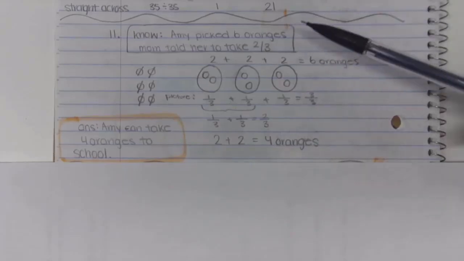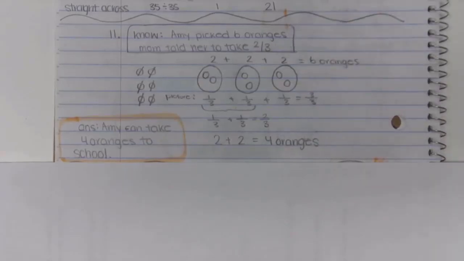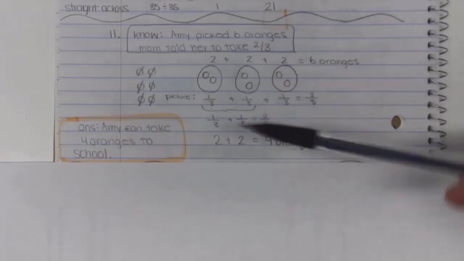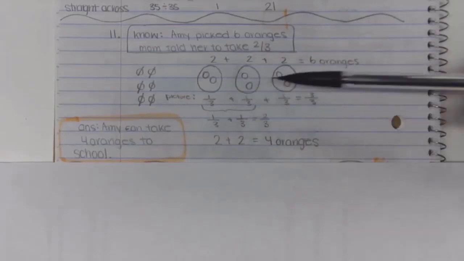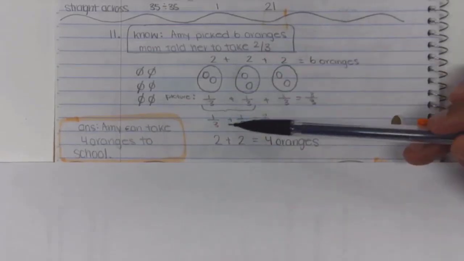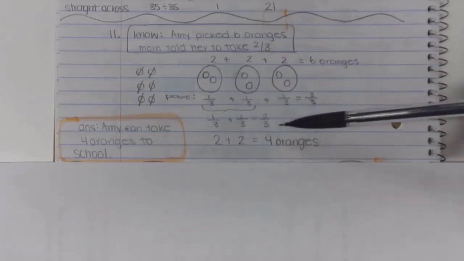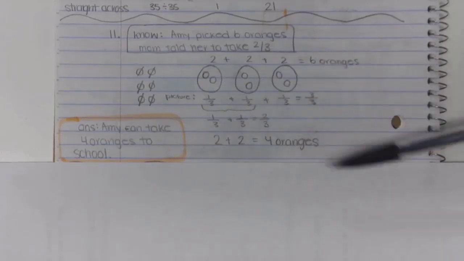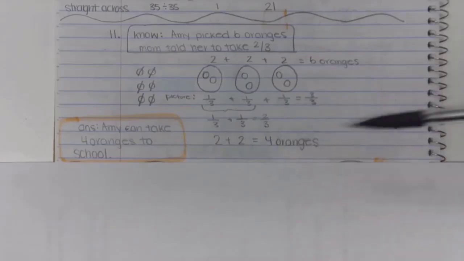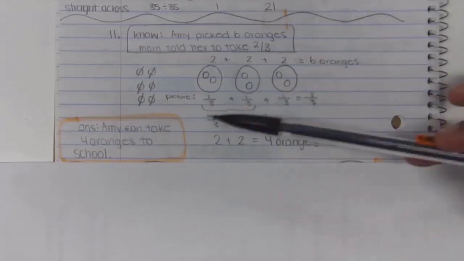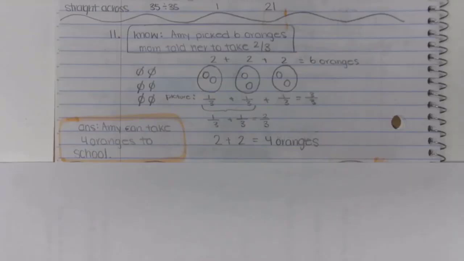And I know her mom told her to take only 2/3. So I just looked at the two groups since each group is 1/3. So 1/3 plus 1/3 equals 2/3, which, there's 2 oranges in each group, which equals 4 oranges. So the answer is Amy can take 4 oranges to school. Any question for her? Is that correct?